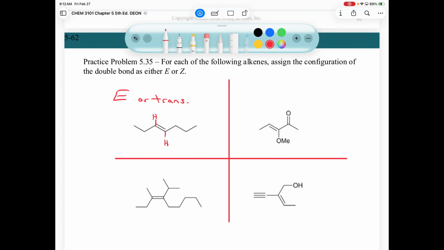What about the one with the methoxy group on it? You've got a hydrogen up here. So what about this guy? It would be a Z compound, yeah. What about this guy here? Ethyl group is going to take priority. It would be an E compound as well. And then the last one, we've got a hydrogen down here. So the methyl group is going to take the highest priority.